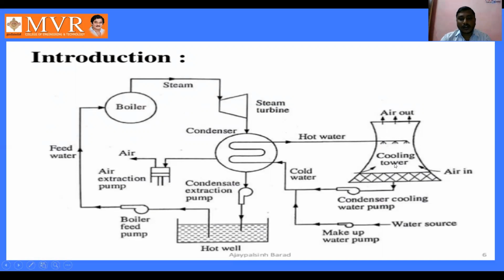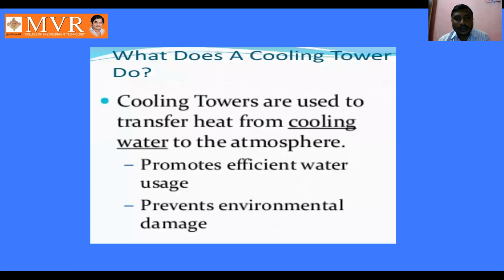This is the cooling water tower. The hot water coming from the steam turbine enters the cooling tower and is cooled again there. Then, using the cooling water pump, it is circulated into the condenser. It enters the hot well, and again the recirculation of the Rankine cycle is done here.